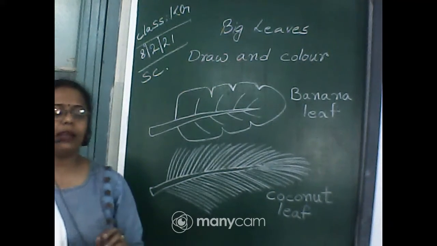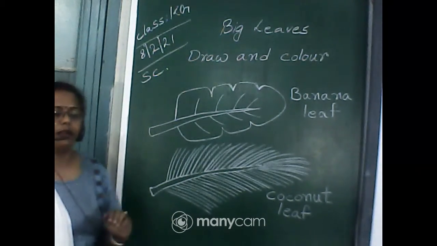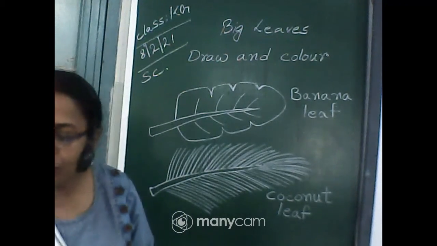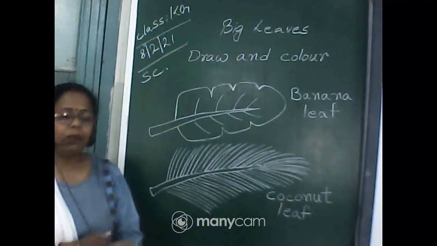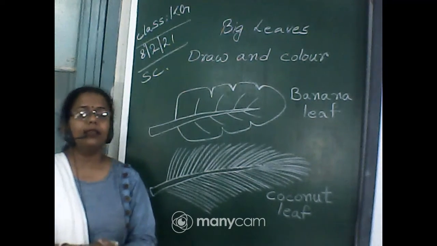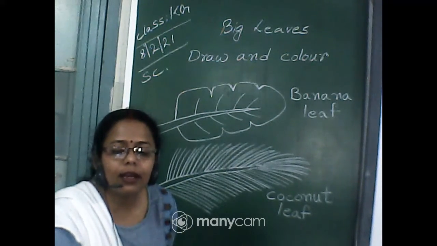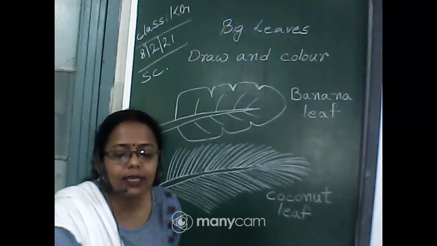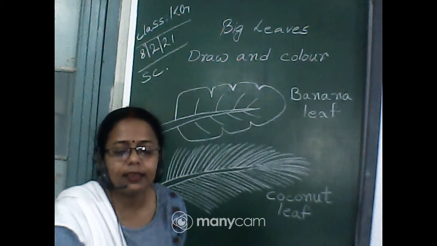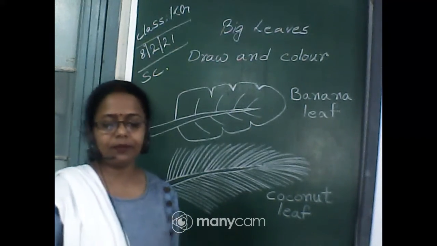So in this way we will draw our very big leaves, that is banana leaf and coconut leaf. Okay, very good. So all of you just very nicely complete these two drawings and color them, label them, and in the next class tomorrow maybe. Okay, already Arjo has sent the picture. So let me see. Very good, Arjo. Very good. Excellent. Excellent. So let us see who is the next one to send me the picture after finishing the activity.